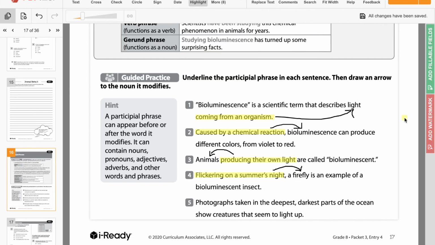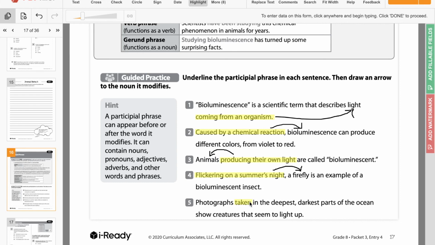The last one says, photographs taken in the deepest, darkest parts of the ocean show creatures that seem to light up. So we don't see an ED or an ING word there. So what is the other ending that we can have? EN, right? So taken. This one doesn't end at the comma because that comma is being used to make a list, right?